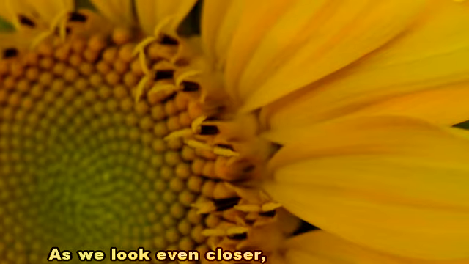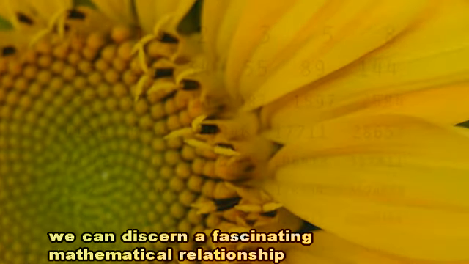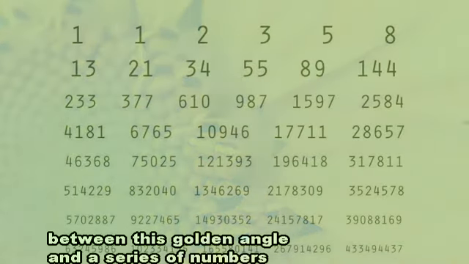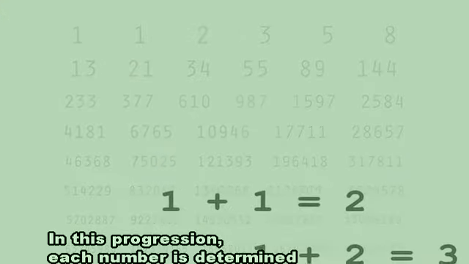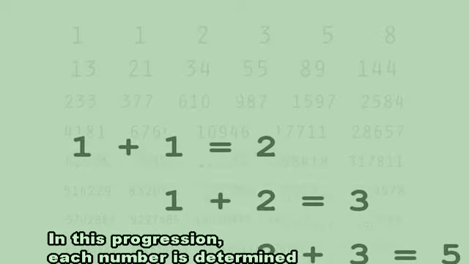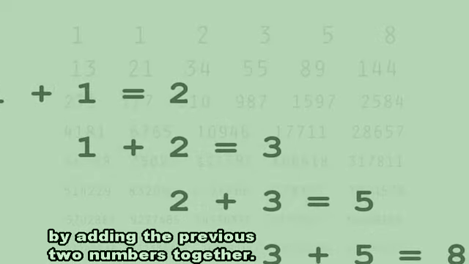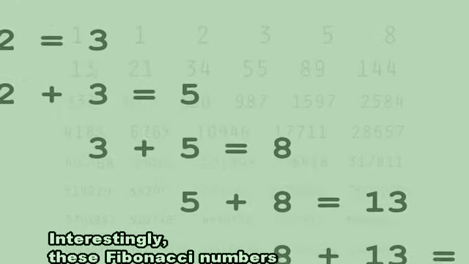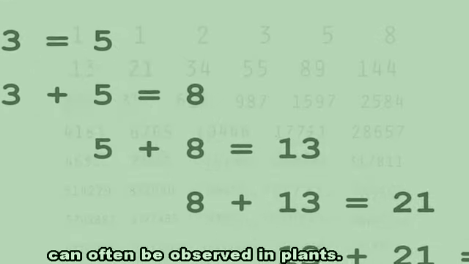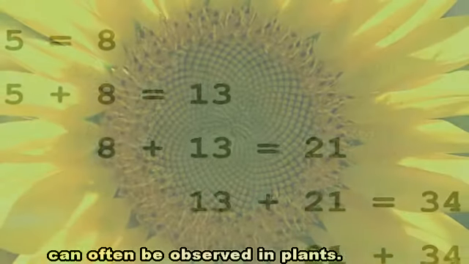As we look even closer, we can discern a fascinating mathematical relationship between this golden angle and a series of numbers called the Fibonacci sequence. In this progression, each number is determined by adding the previous two numbers together. Interestingly, these Fibonacci numbers can often be observed in plants.